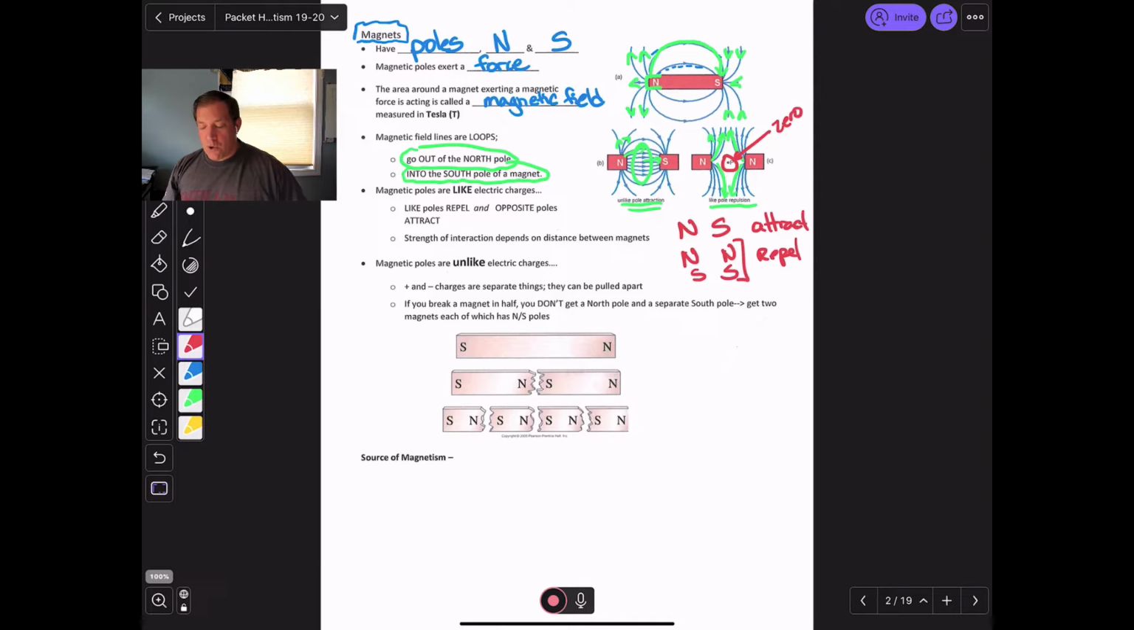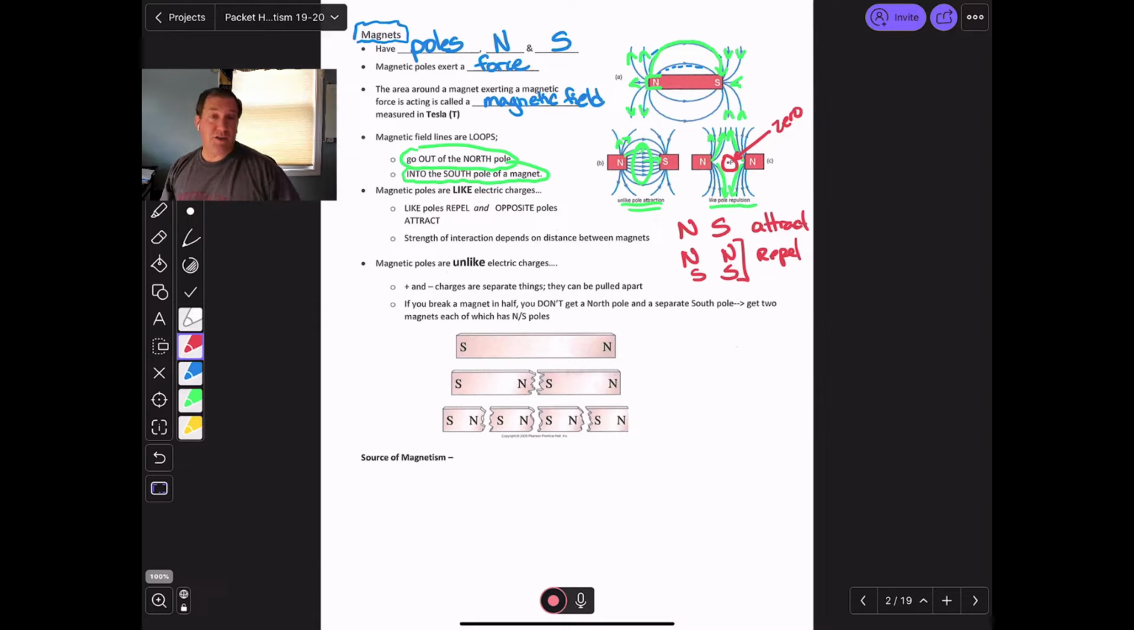Okay, so that's a pretty basic background. Maybe you didn't quite know that the north and north repel because of the fields, or things like that, but that should be background information that you know pretty well. Okay, now let's move on a little bit to some differences between charges.